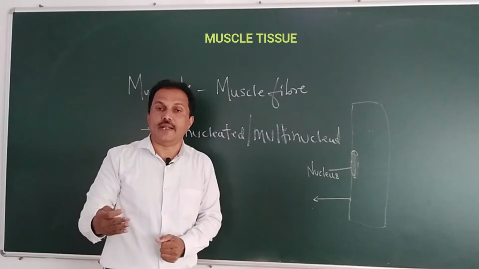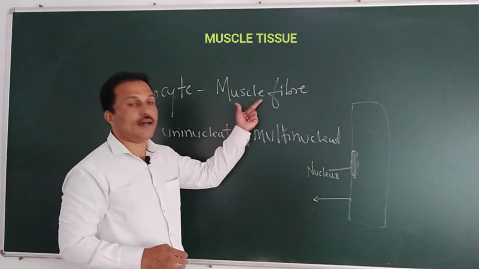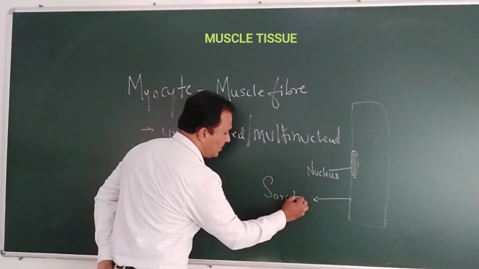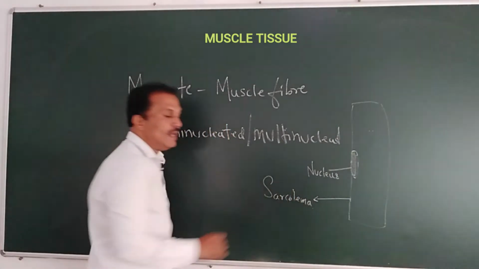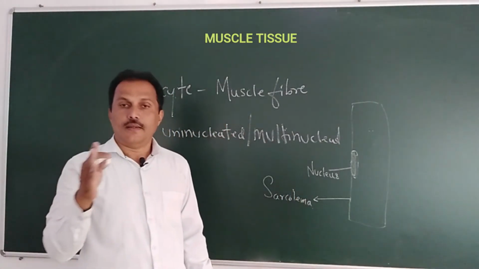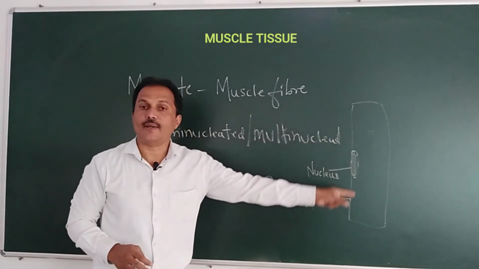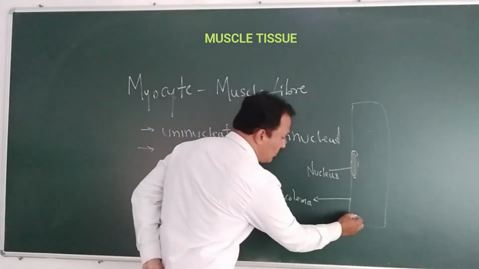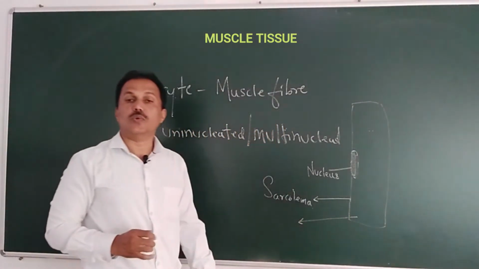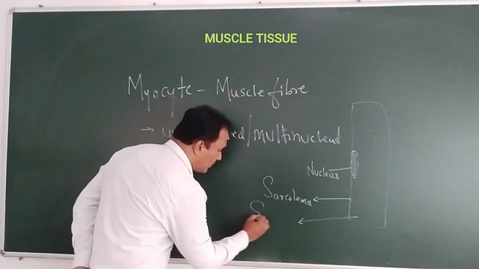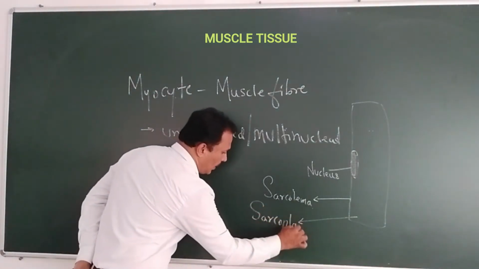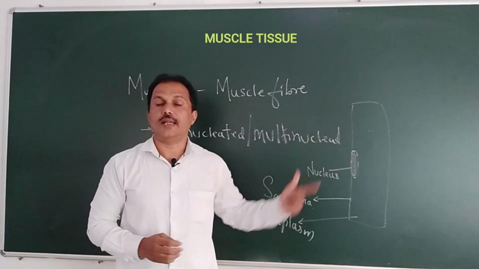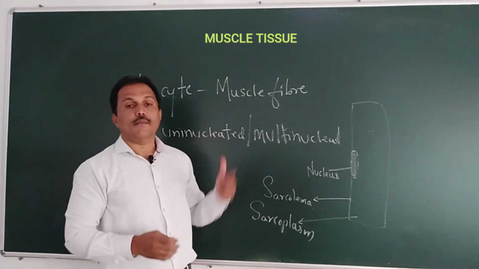This is the plasma membrane of the myocyte or muscle fiber. The plasma membrane of the muscle fiber is known as sarcolemma. So this is the sarcolemma. The cytoplasm of the muscle fiber is known as sarcoplasm. Sarcoplasm is nothing but the cytoplasm of the muscle cell, the myocyte or the muscle fiber.